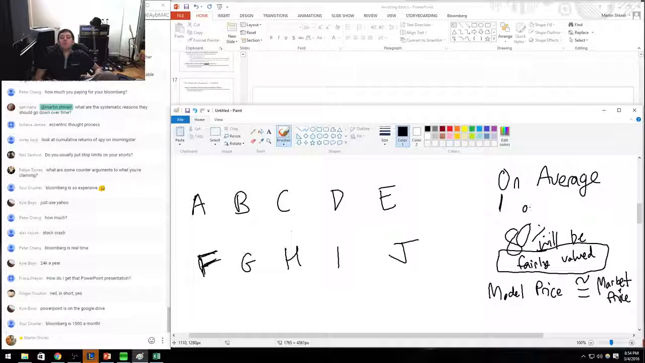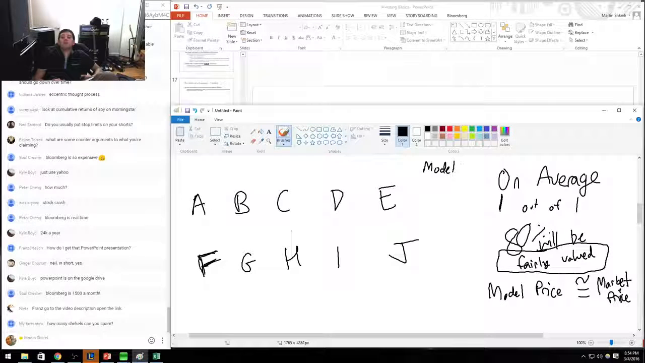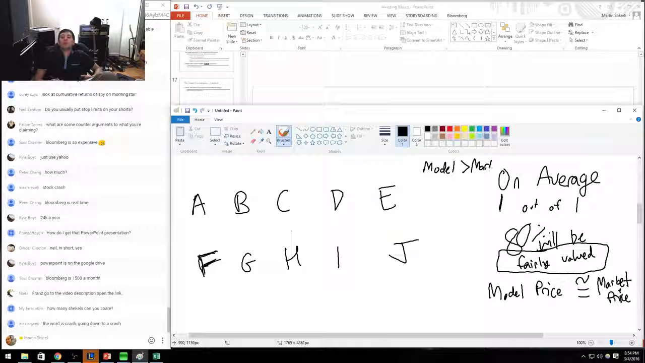1 out of 10 will be cheap. In other words, the model price will be way higher than the market price. And 1 out of 10 will be very expensive, the other way around. The model price will be a lot less than the market price.